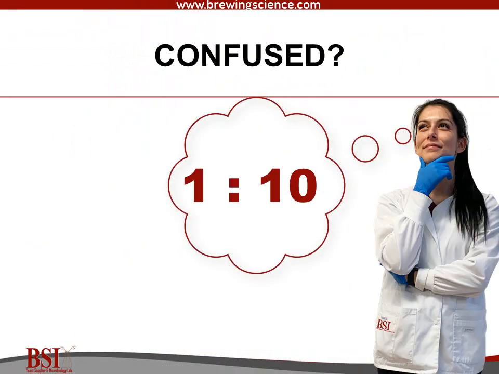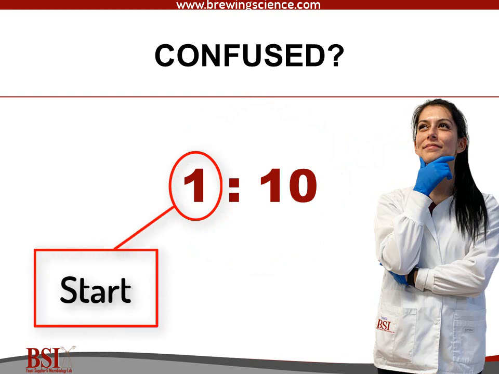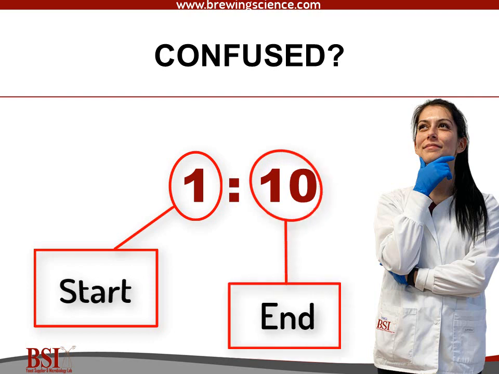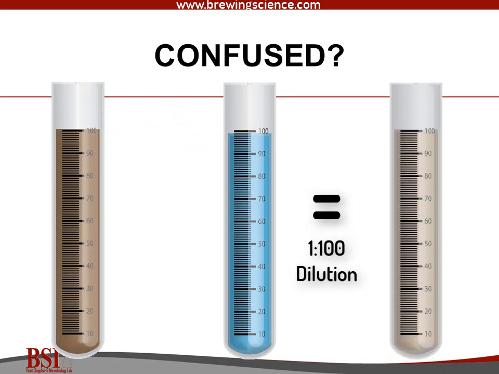Confused about making dilutions and calculating dilution factors? Consider a 1 to 10 dilution. The number on the left side of the colon is the volume, in milliliters let's say, you begin with. The number on the right is the volume you end up with. A dense slurry may require a 1 to 100 dilution, namely, the addition of 1 milliliter yeast to 99 milliliters water in order to render it countable.